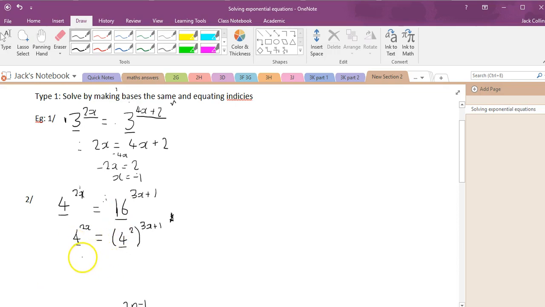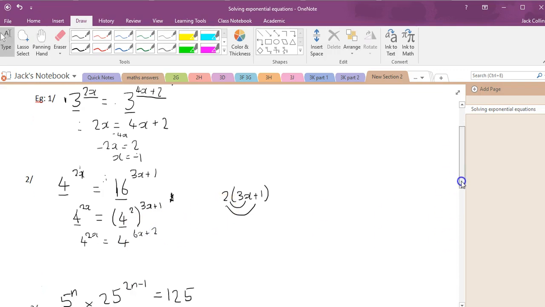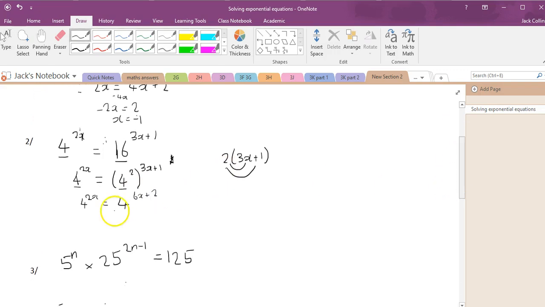Okay, so now, simply expanding that out, 4 to the 2x is equal to 4 to the power of 2 multiplied by 3x plus 1. Remember doing a little bit of working out on the side, so that's 6x plus 2. So that's 4 to the 6x plus 2. That little bit of working on the side can save you a silly mistake there, guys.